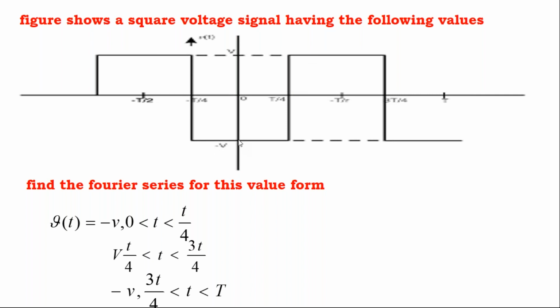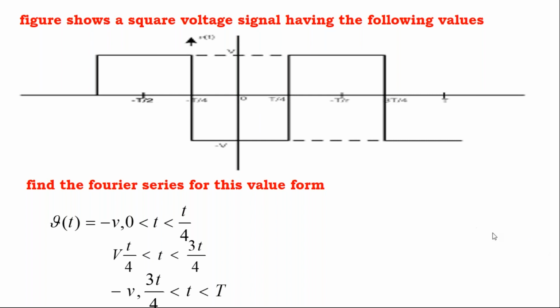Now observe this waveform. I am going to start my waveform from 0 to T. Observe this, this is T. Now when you consider 0 to T by 4, what is the amplitude of the waveform? Please observe the waveform and tell me. From 0 to T by 4, what is the amplitude? Please post it in the chat box.